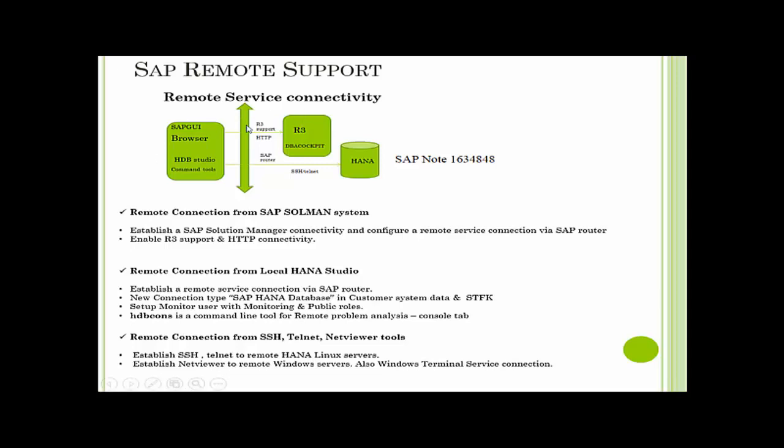So for any ABAP based system, we can have these R3 support and HTTP connections enabled, using which we can have R3 login and make use of DBA cockpit functionality. And for HANA, using the Studio tool, we can enable a connection using SAP router, and also at the operating system level using SSH or telnet connection. So basically, to enable this connection, we need an SAP router configured for the customer landscape, and then we are good to go. And in the STFK connection, we can choose the new connection type SAP HANA database.